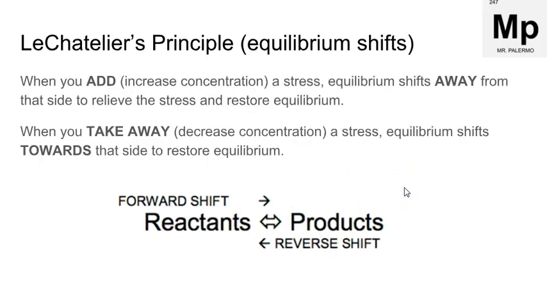And the last thing we can focus on is Le Chatelier's principle. Le Chatelier's principle is about equilibrium shifts. So when we stress the system, we can shift equilibrium more towards the product side, making more products, or more towards the reactant side. And so Le Chatelier's principle states that when you increase a concentration, for example, we add a stress, equilibrium shifts away from that stress, that side, to relieve it and restore equilibrium. And when we take away, for example, decrease a concentration, we take away a stress, equilibrium is going to shift back towards that side, again to restore equilibrium.